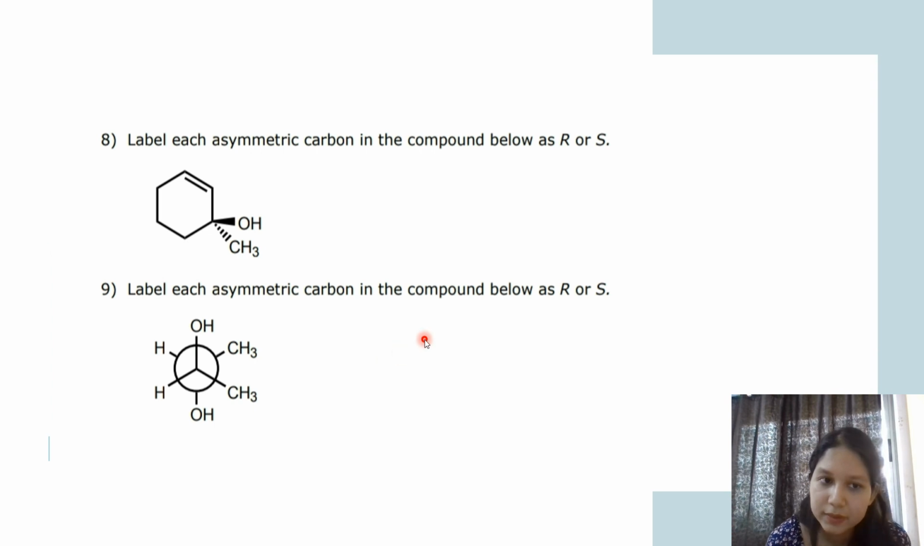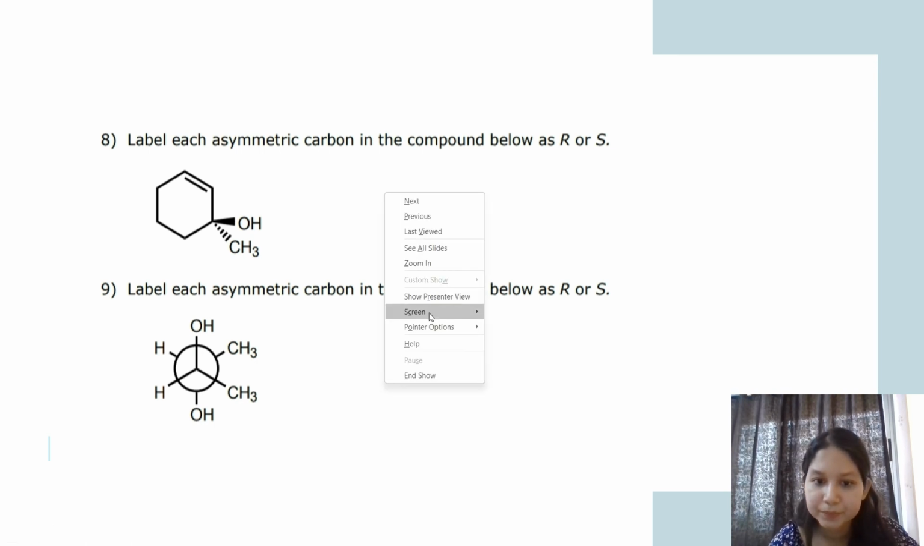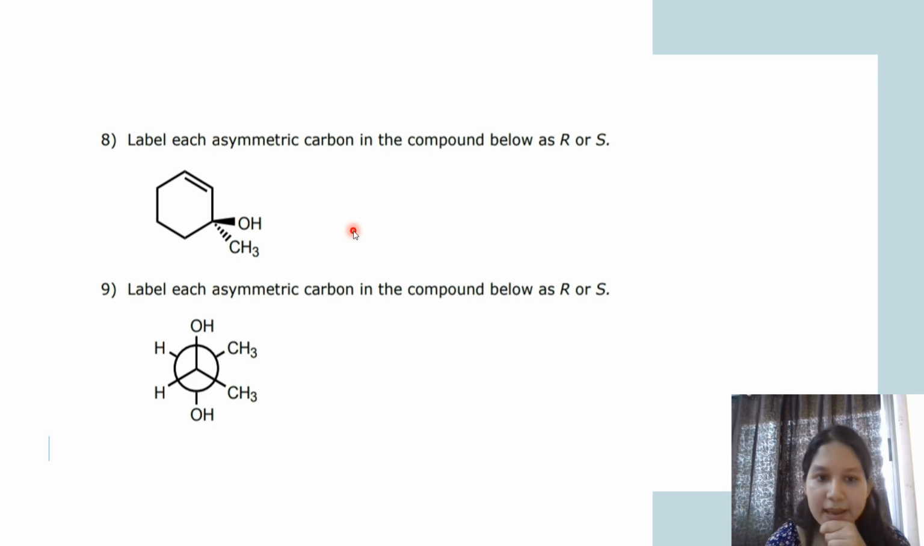Then we have the next question. Question number 8. Label each asymmetric carbon in the compound below as R or S. You have to do two things. First, you have to identify all the asymmetric carbons present. Second, you have to assign the R or S configuration to all the asymmetric carbons present.